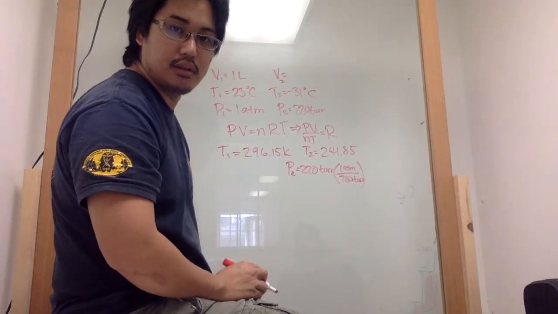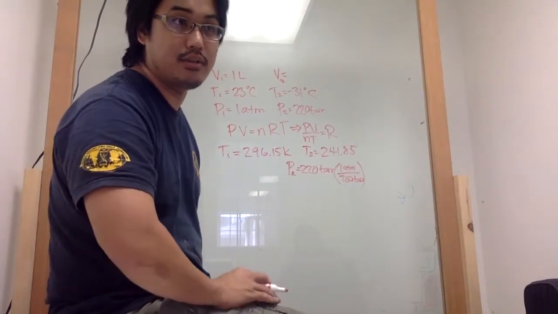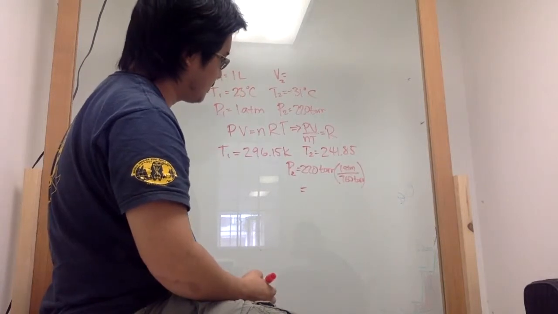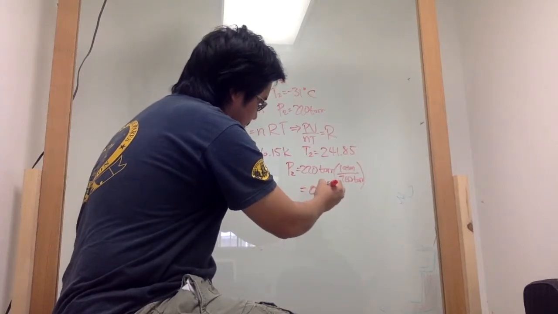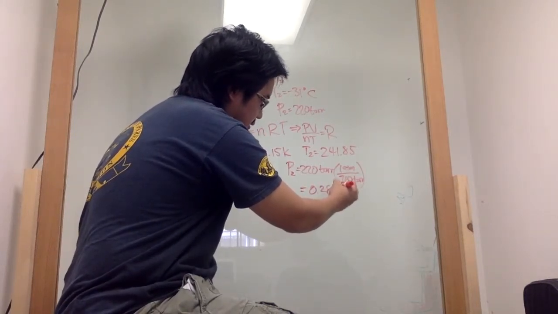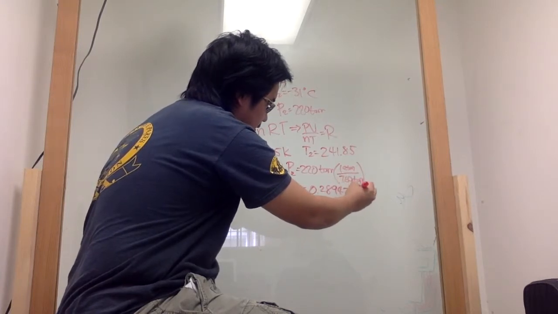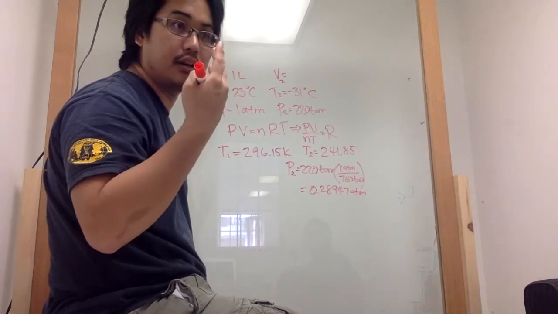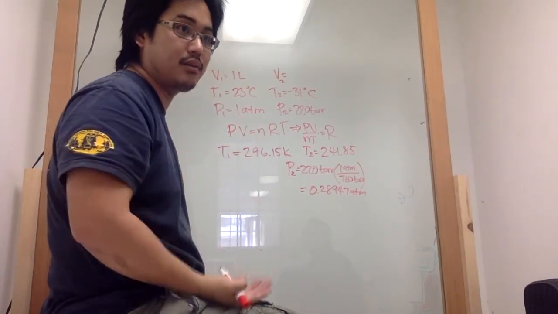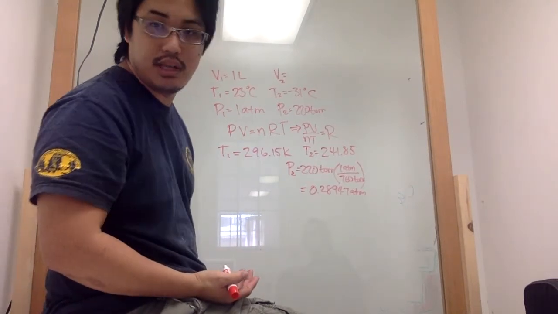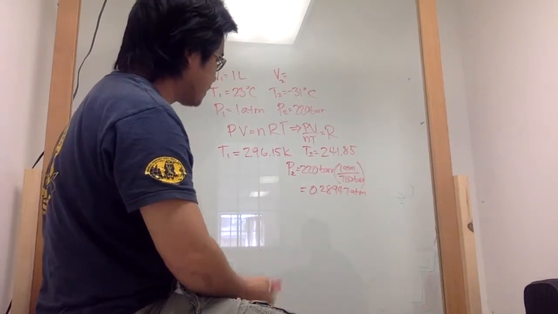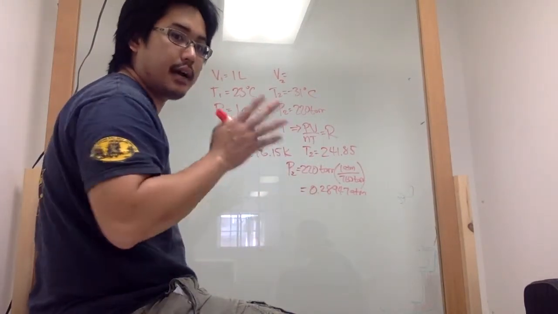We good? I can't do that in my head. What's 220 divided by 760? 0.289473684 atmospheres. That kind of makes sense, because it's rising up in the air, so the pressure is going to be less. When you go up in an airplane, there's less pressure. So 0.289 or something like that. I've converted everything over to the units that I want to use.